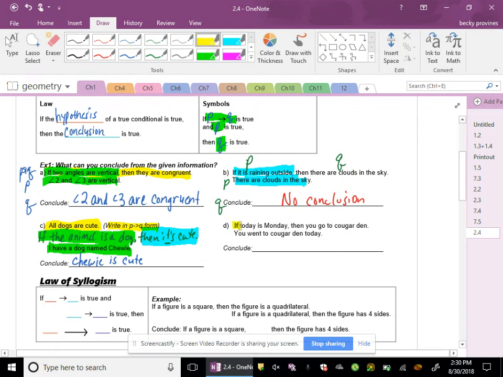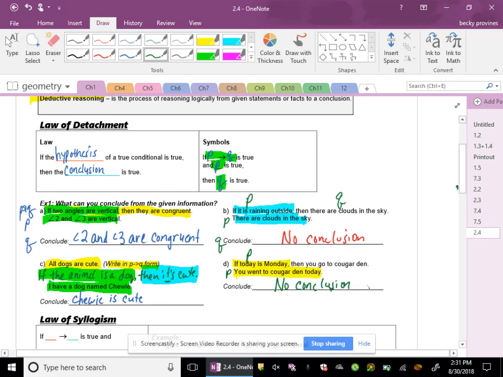So on the next one, if today is Monday, then you will go to Cougar Den. You went to Cougar Den today. Now, remember the law. Does it follow the pattern? Does it talk about the P in the second sentence? And it doesn't, does it? Because they're talking about totally separate things. It doesn't matter if it's talking about the Q, that doesn't follow the pattern of the law. So we're going to have to say this is a no conclusion. And we're done. So that is law of detachment.